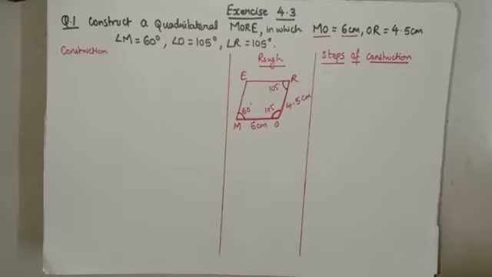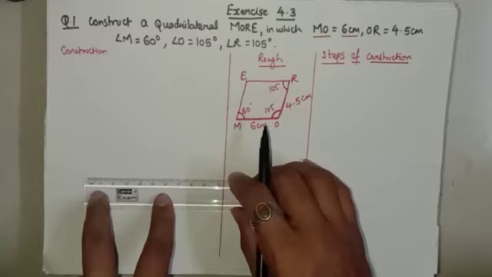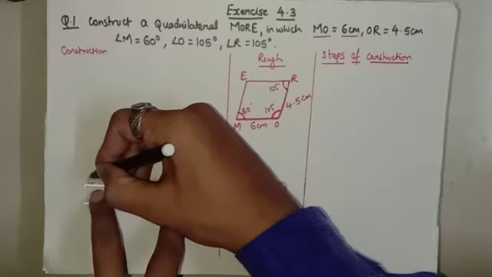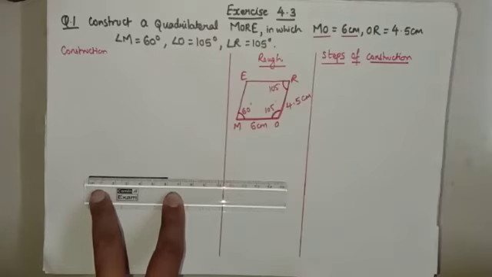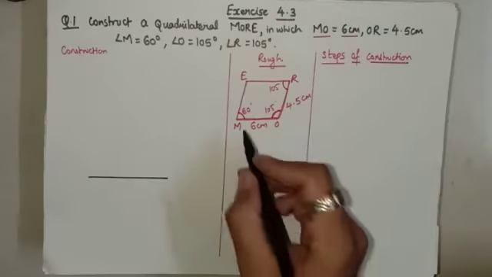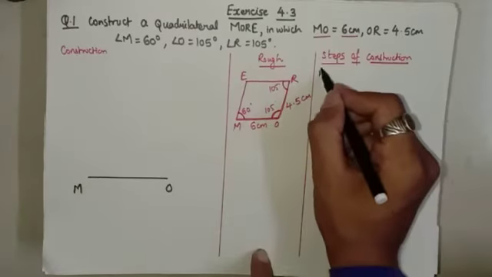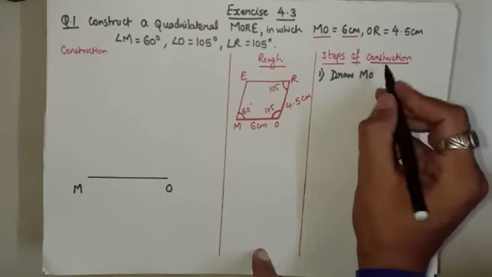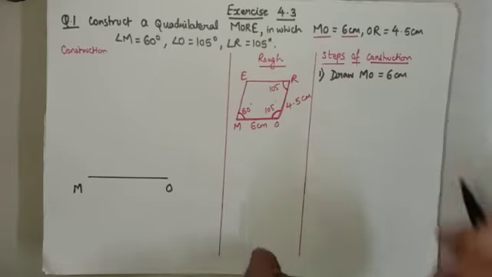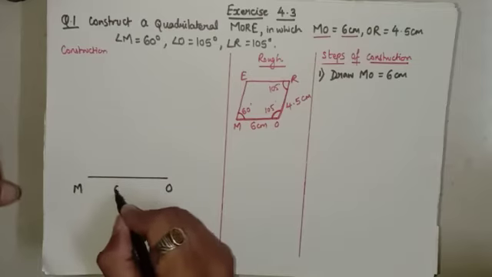First, what we will do, we will draw a line MO of 6 centimeter. So here I am drawing a line MO of 6 centimeter. So this is a line of 6 centimeter, and the naming is MO. So my first step I am writing here: draw MO equal to 6 centimeter. So my first step is very much clear. I have drawn a line MO which is of 6 centimeter.